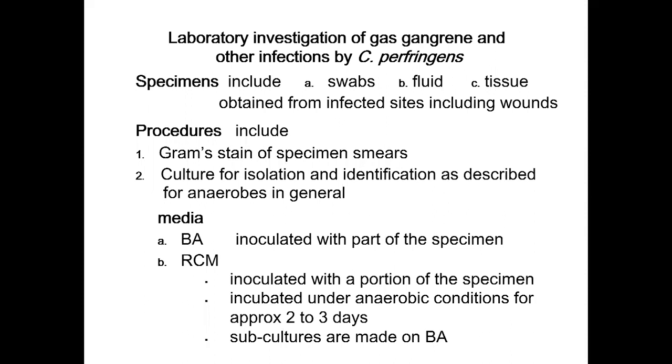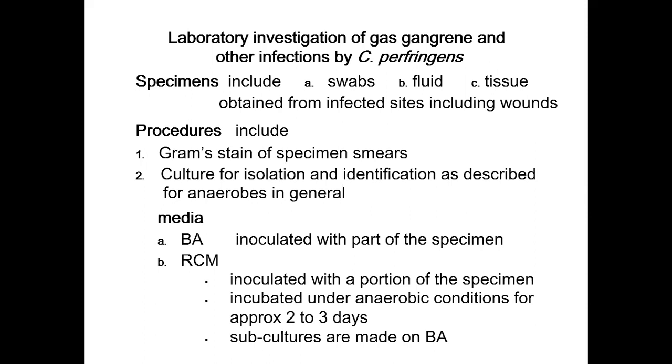So for laboratory investigation of gas gangrene and other Clostridium perfringens infections, other than the food poisoning, which is not really an infection, that is, the other soft tissue infections and female reproductive system infections, the specimens are many, depending on the manifestations. It can be in swab form, fluid form, or tissue form, but we have mentioned the way the specimen should be handled: collection, avoiding contamination and exposure to air, and transport in a similar manner. Then the procedures are gram stain of the specimen, and culture for isolation and identification.